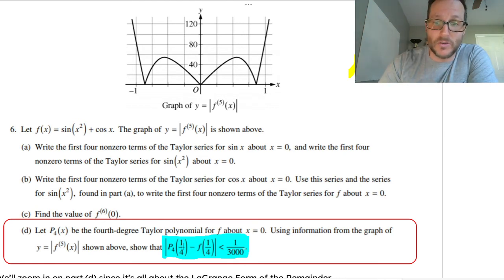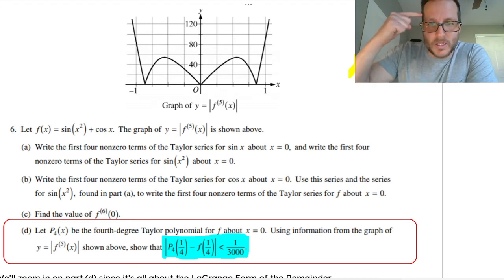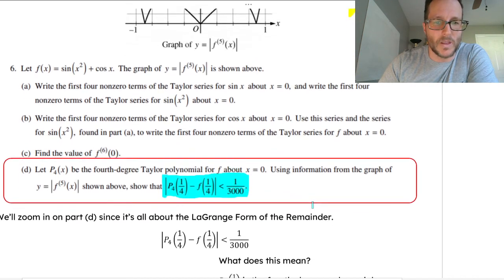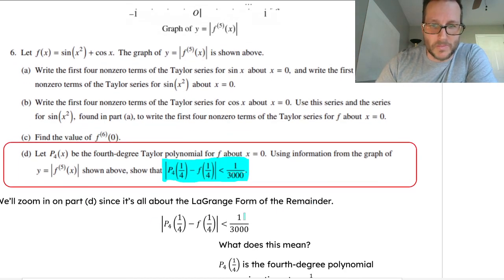I have to use that graph to show that that error is less than 1 over 3,000. There's no guarantee. Why would they give me that fifth derivative? Because they want me to use Lagrange error. That's what they want me to use. Now, they don't specifically say Lagrange error, but we know what they're trying to do. We see beyond. All right. So we're trying to show this piece.